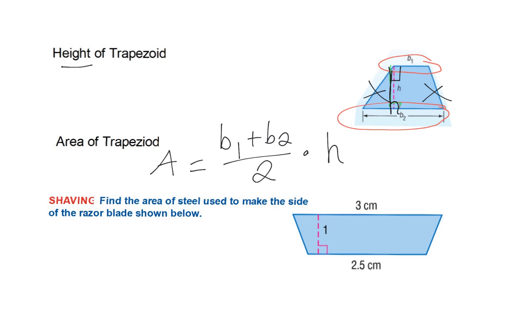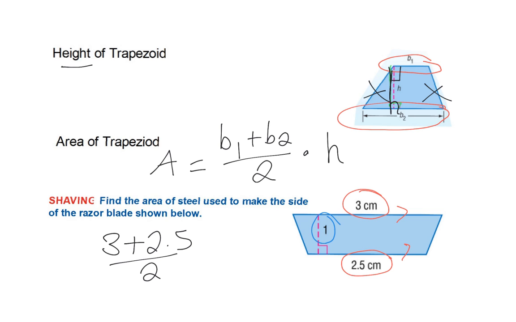Looking at this trapezoid down here, first of all, we need to make sure we know the two base sides. Here's our two bases, because those are two sides that are parallel. Then we need to figure out what the height is that connects them. So this is 1. Then we fill in our formula. Base 1 is 3. Base 2 is 2.5. We'll divide that by 2 and multiply that by 1 for the height of the trapezoid.